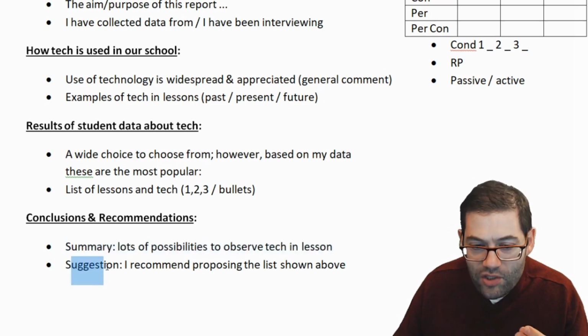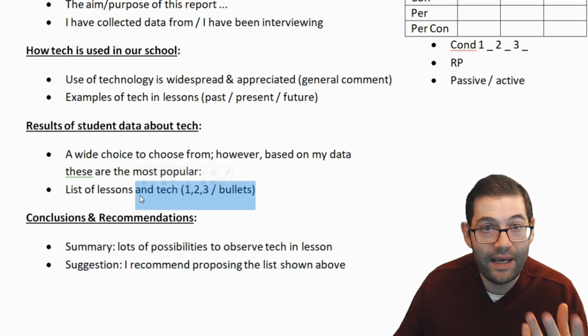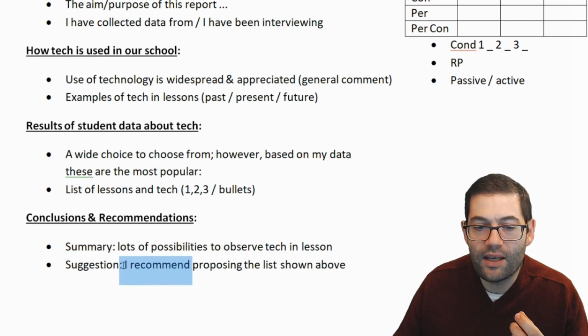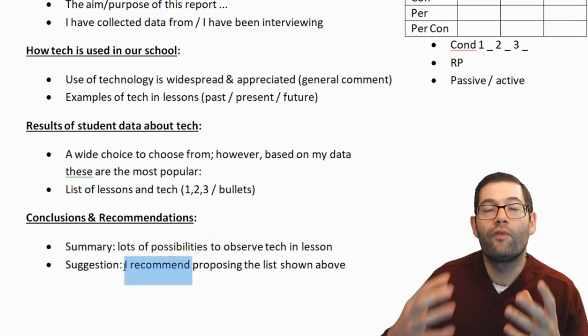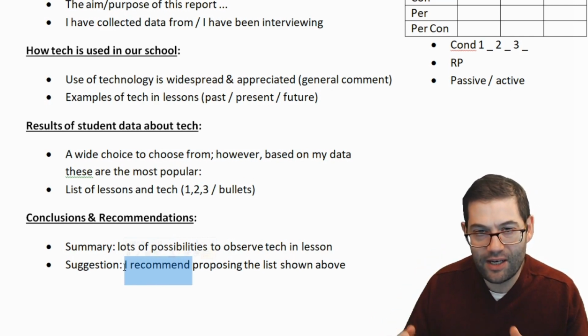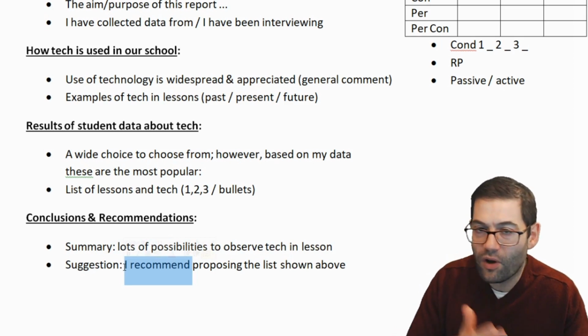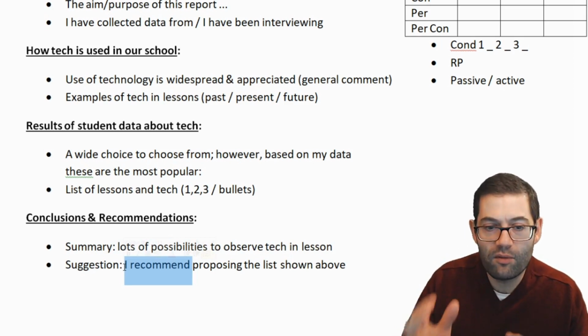However, my suggestion is I recommend proposing the list shown above, for example. So I link back to that data. Now here you need a clear expression of your recommendation. You have to express it clearly, just like you do in the other writing tasks. You have to say, this is what I think, in the appropriate context.